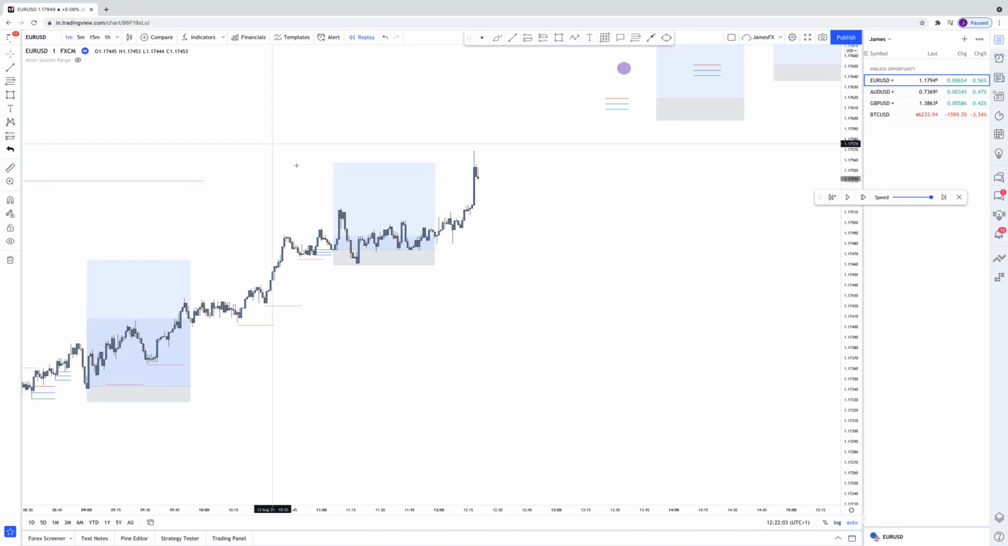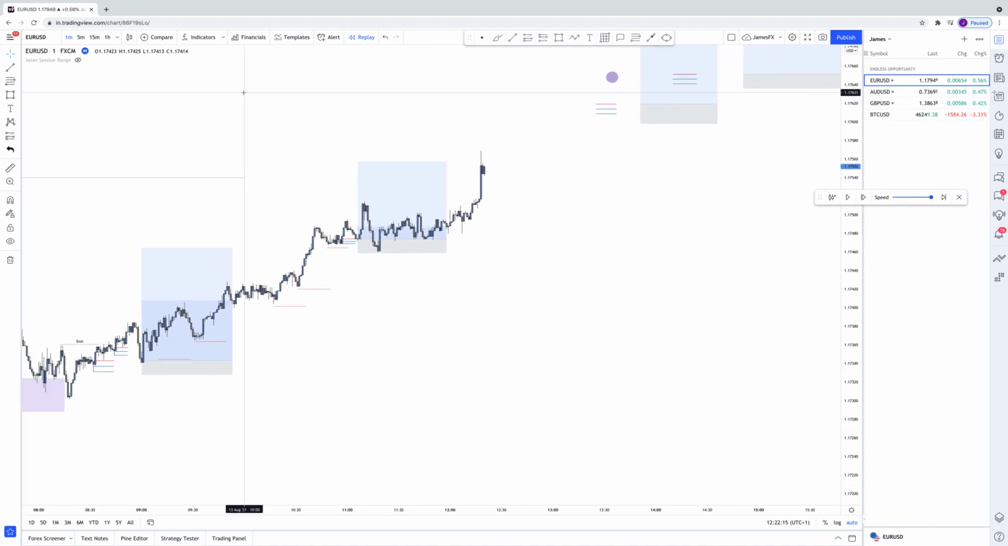Okay, but if we continue, you can see people that were selling from this area. Price was trying to hold, but then ultimately we ranged and then we took out, grabbing liquidity.